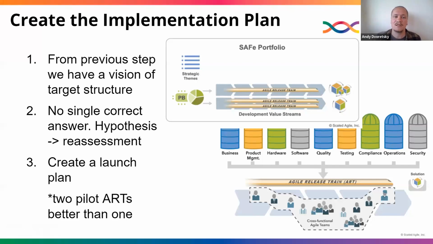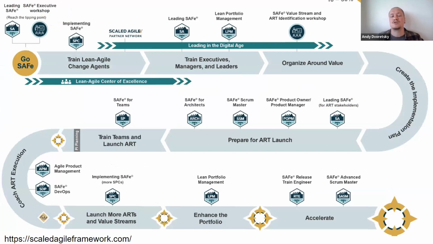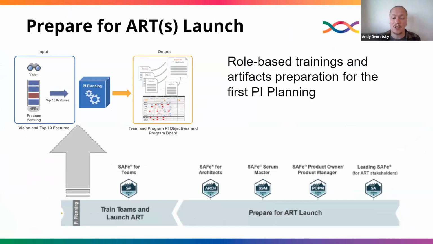We have created the implementation plan and the next steps. So we actually need to launch an Agile Release Train or a few of them. And by launch, SAFe actually means preparing for the first PI planning and conducting that PI planning. PI planning was formerly known as program increment planning in SAFe.